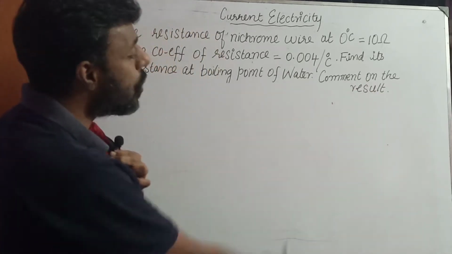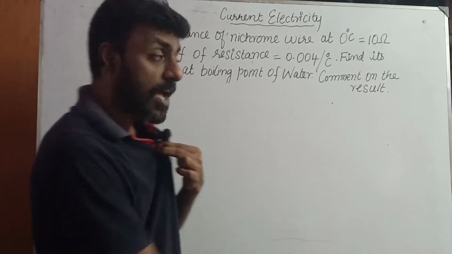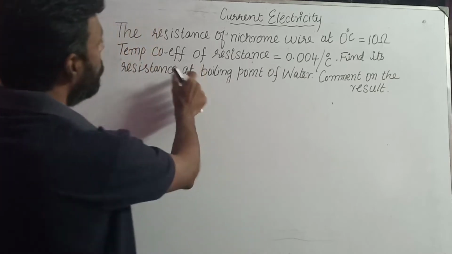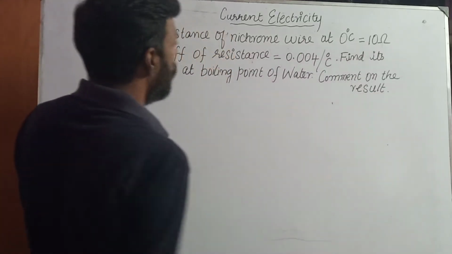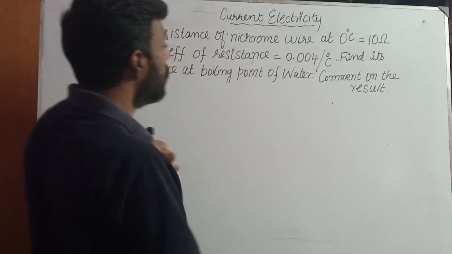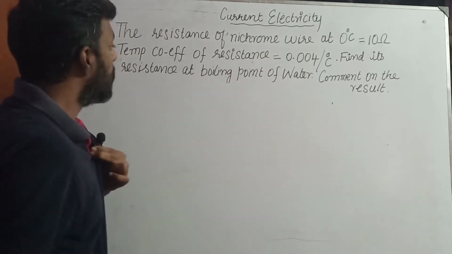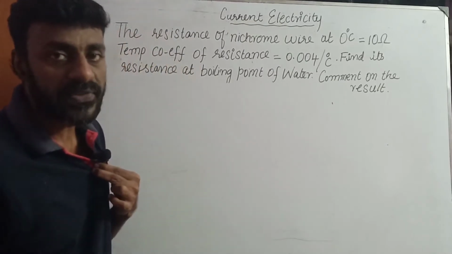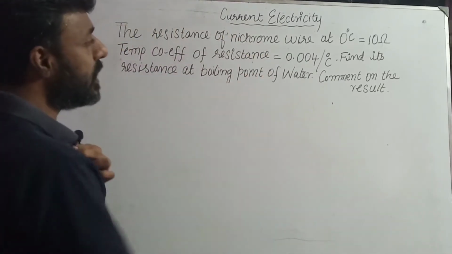Based on the result, we need to comment on what has happened in the process. Here, the resistance of the nichrome wire is given as 10 ohms. The temperature coefficient of resistance is denoted as alpha. Find its resistance at the boiling point of water, which is 100 degrees Celsius. So let's get into the problem.